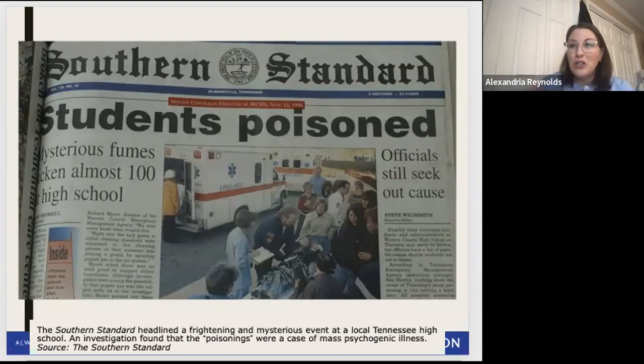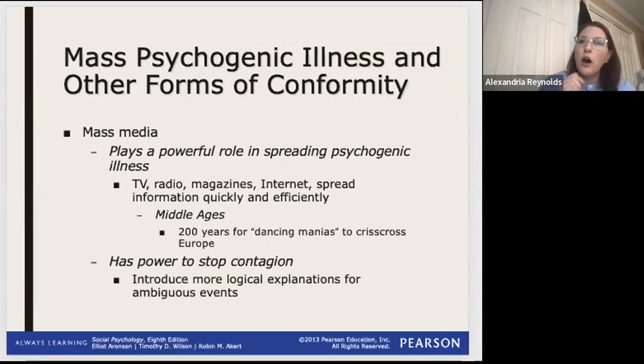So one way to cure a mass psychogenic illness is to give an explanation, okay? Because it's rooted in misinformation, it's rooted in mystery. And when you can clear that up, you can clear up this psychogenic illness. When we look at the root cause of contagions and things like that, a lot of times it's mass media. Mass media can be good and bad, right? It can play a powerful role in spreading psychogenic illness. For example, today we have TV, radio, magazines, internet, social media, all that. It can spread information very efficiently, very quickly.